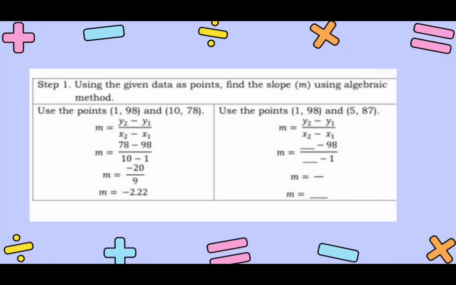And we subtract that, and it would be m is equal to negative 20 over 9. And divide that, and it would result into m is equal to negative 2.22. And she used the points (1, 98) and (5, 87). So the same process: m is equal to y sub 2 minus y sub 1 over x sub 2 minus x sub 1.